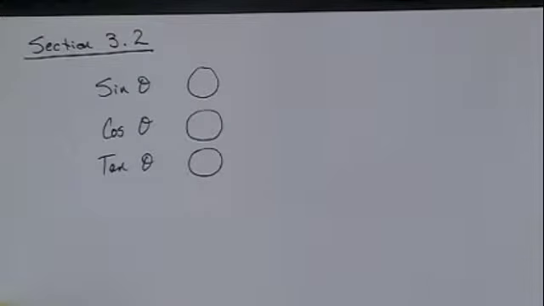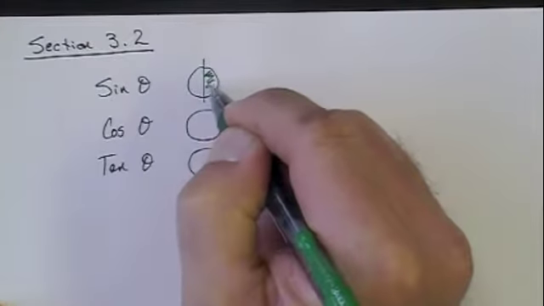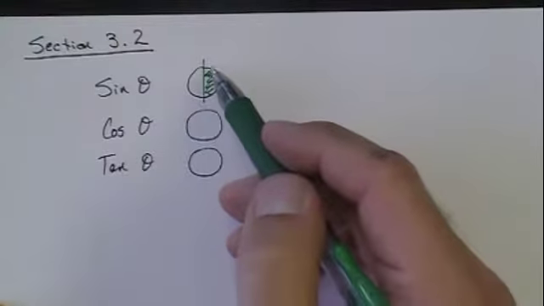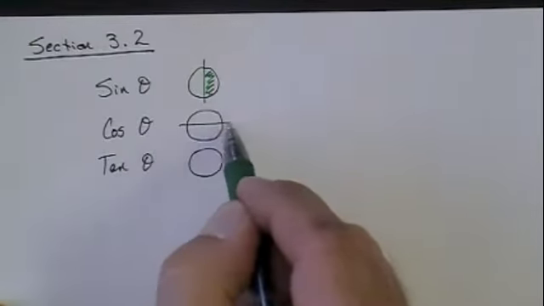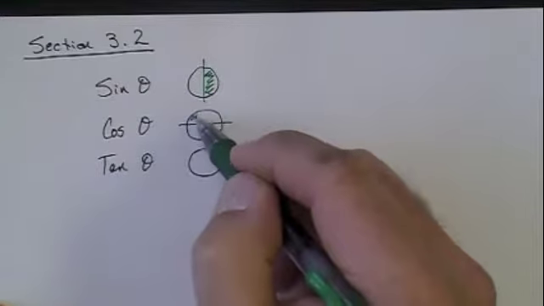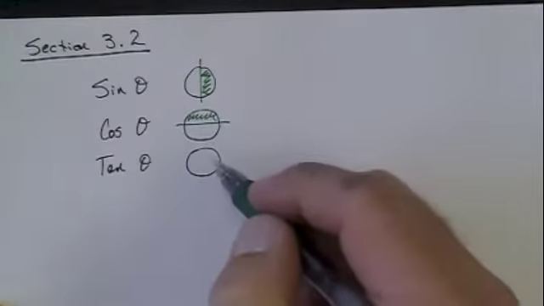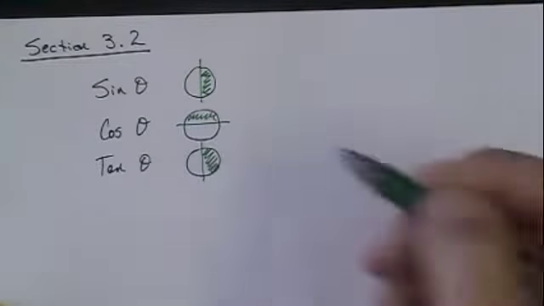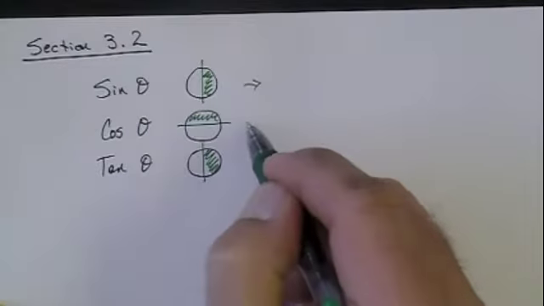Remember from section 3.1 we've already discussed that if we're going to be working with sine, we're only going to work with this side of the unit circle. We're restricting our domain to go from negative pi over 2 to pi over 2. When we talk about cosine, we're just working with the top half of the unit circle, going from 0 to pi. And for tangent, also negative pi over 2 to pi over 2, working with that side of the unit circle.